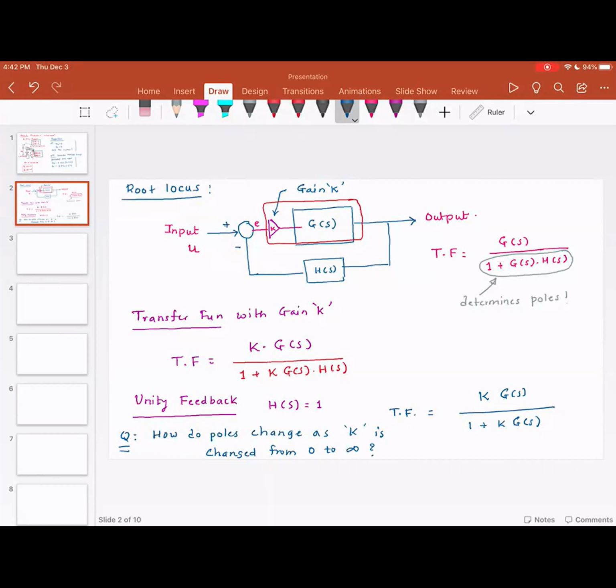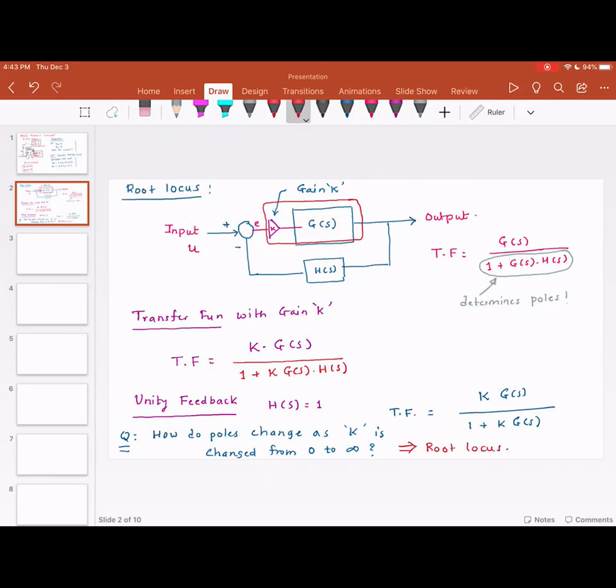If I have an amplifier, a gain in the system, and I change the gain, what is the effect of that gain on the poles of the system? Does it make the system unstable? Does it make the system stable? Does it control the response? What exactly does that gain do? The answer to this question is nothing but root locus.